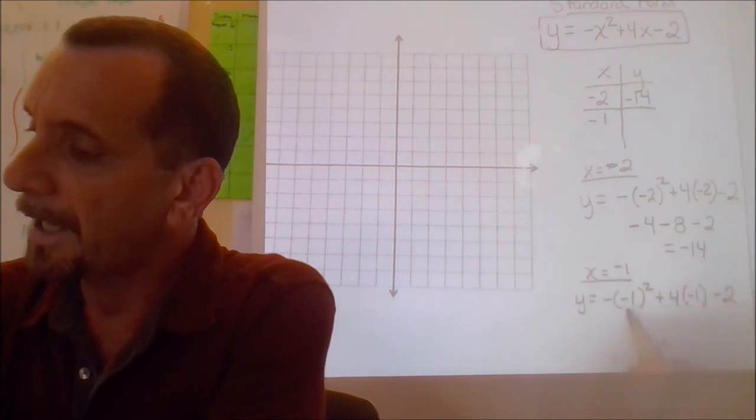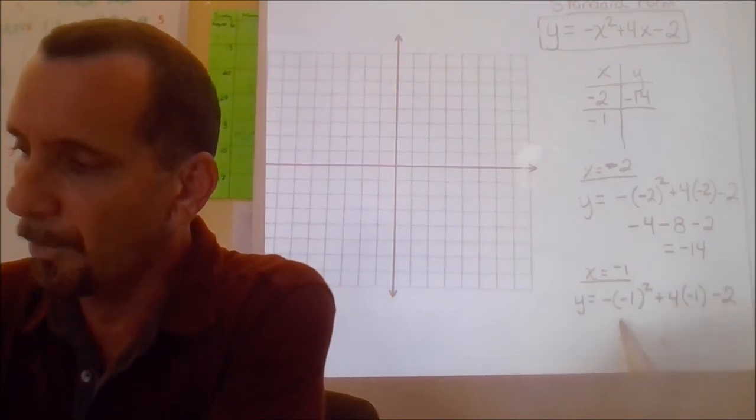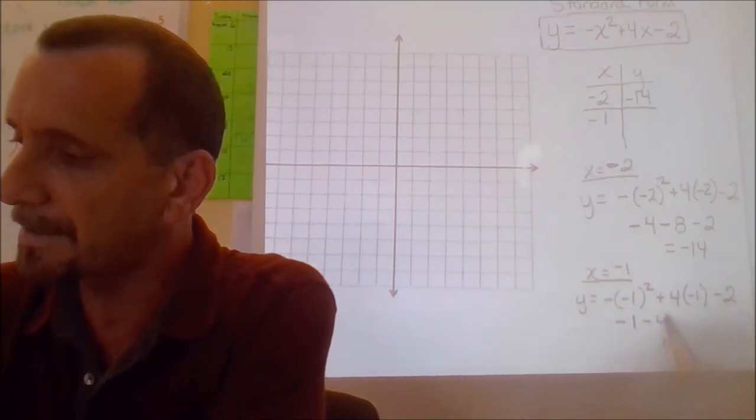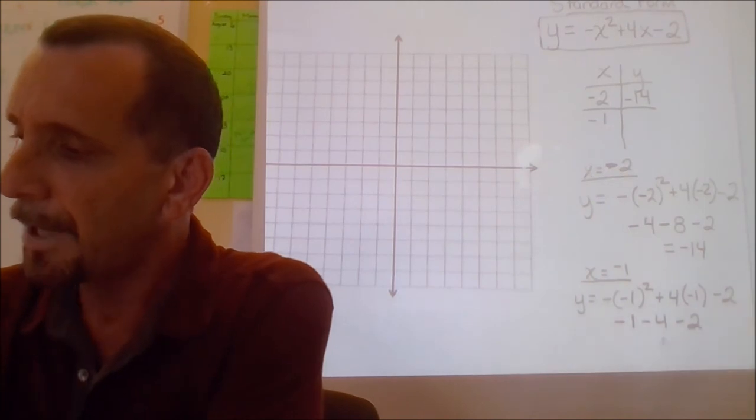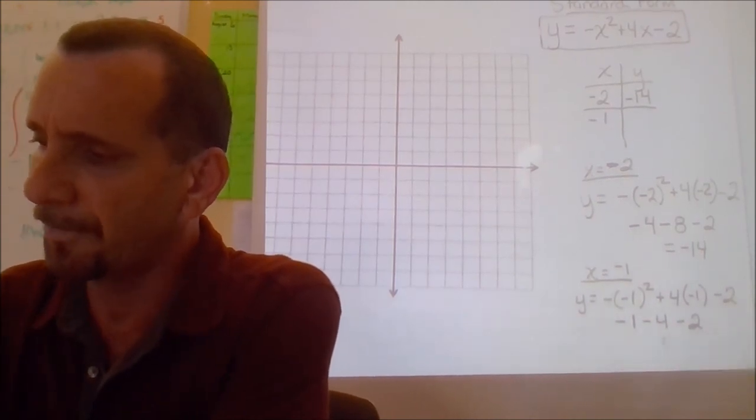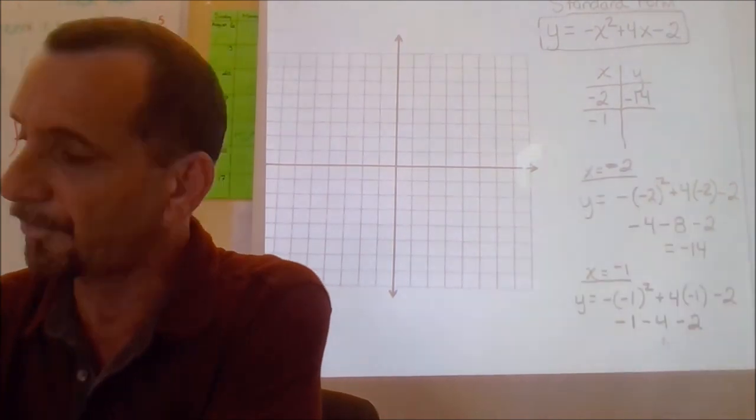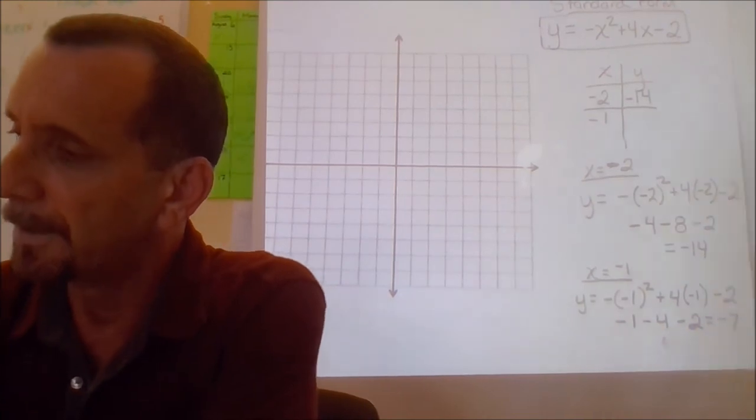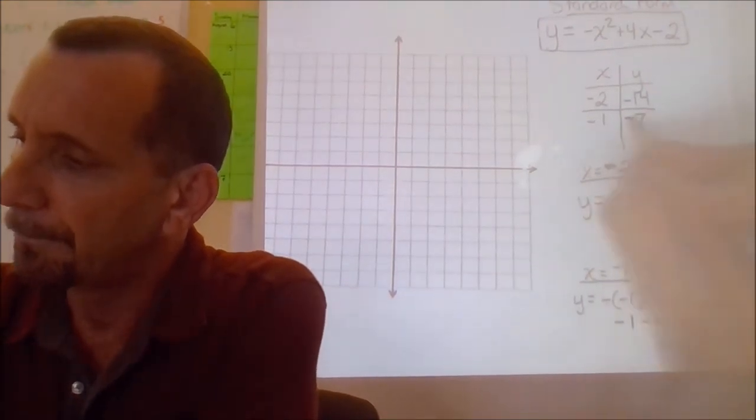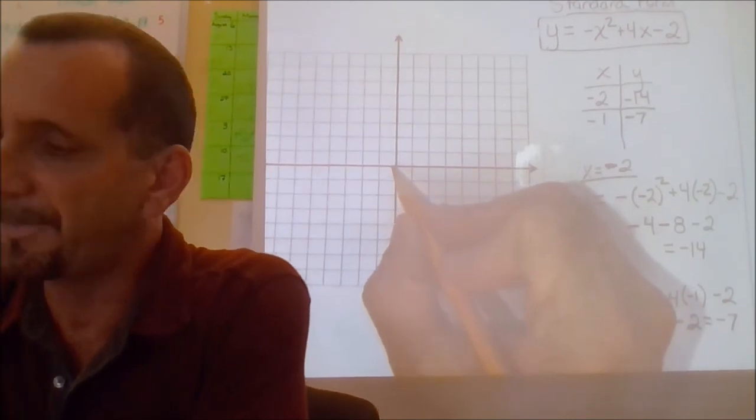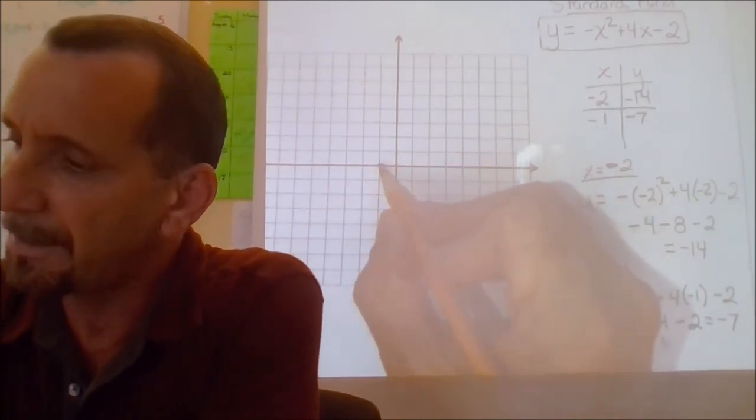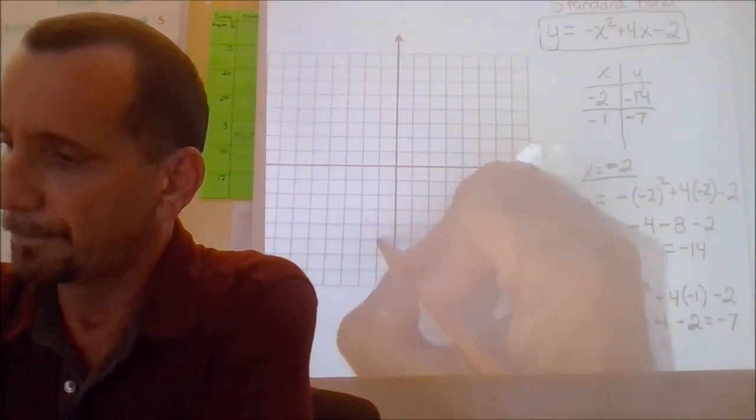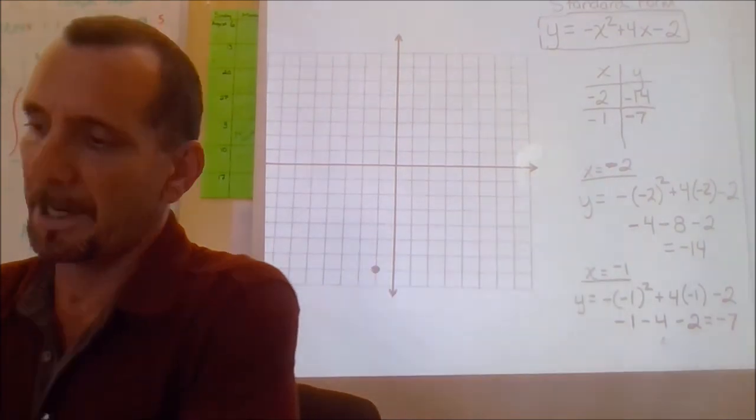And that's going to get me a negative 1 squared is a positive 1. However, this negative remains. Negative 1 minus 4 minus 2. And we've got a much smaller value of y than we had for x equals negative 2. And that gives us a negative 7. So I'm going to come over here and plot that because I think we can fit it on our axis. Negative 1, negative 7. So we've got our first point.